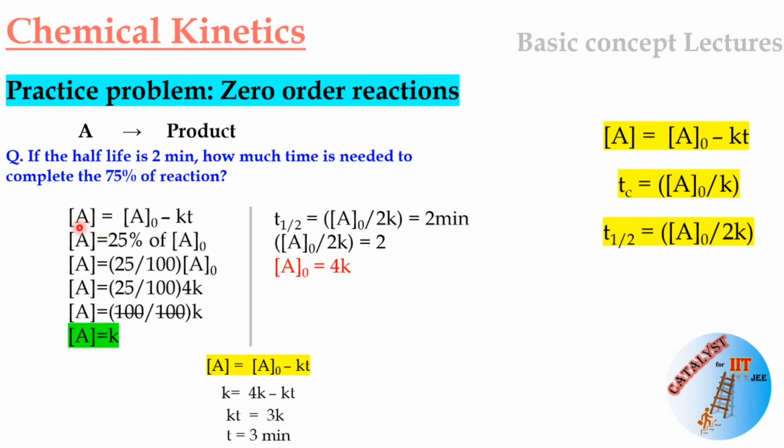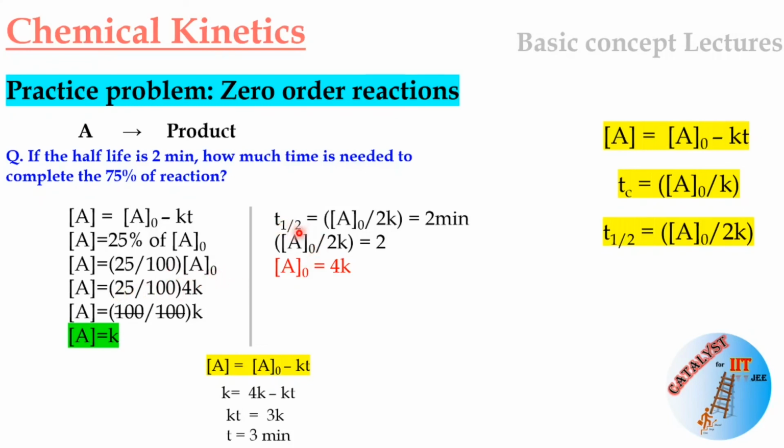So if you use this equation where A equal to A0 minus kt. Now what will be the A? A is the remaining concentration of A, right? So as it says the 75% of the reaction is completed, that means only 25% will be remaining. So 25% of A0 is equal to A. So you can write it like this, 25 by 100 into A0.